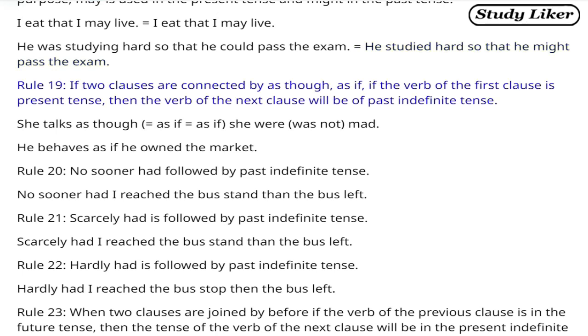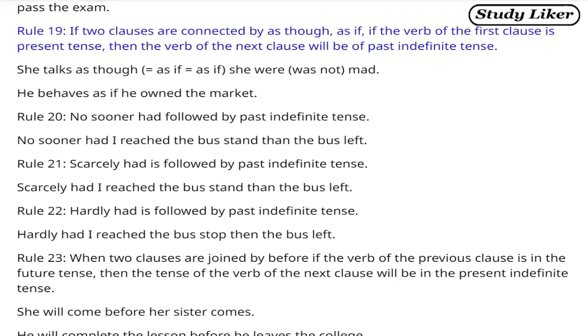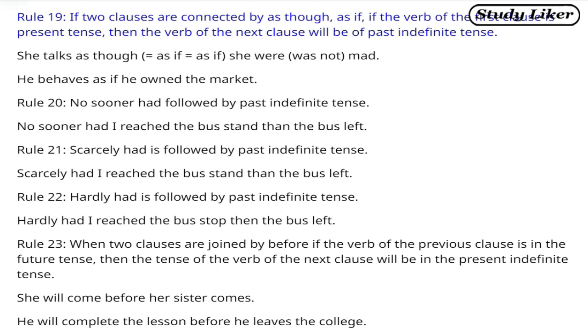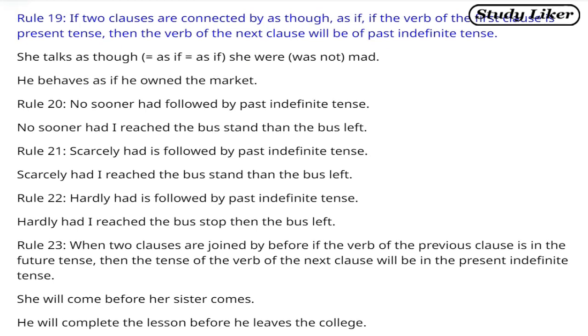Rule 19. If two clauses are connected by as though or as if, the verb of the first clause is present tense, then the verb of the next clause will be of past indefinite tense. She talks as though, equals as if, she were, was not, mad. He behaves as if he owned the market. Rule 20. No sooner had followed by past indefinite tense.